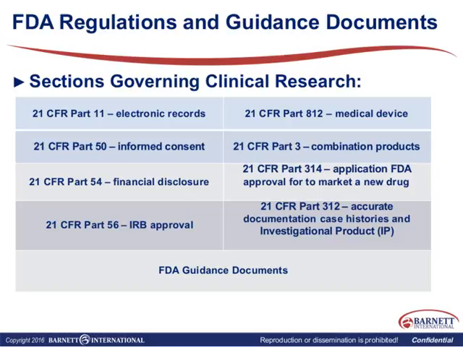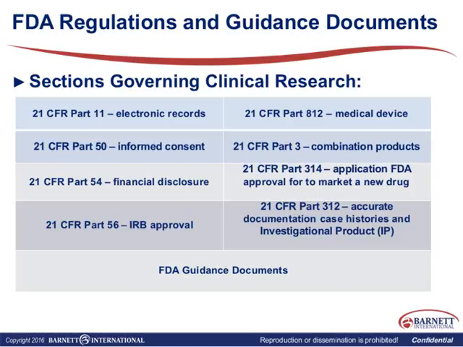Listed under 21 CFR Part 11, that's where you're going to find information regarding electronic records. And handout number 8 is the guidance document that addresses electronic records. 21 CFR Part 50 addresses informed consent, and handout number 1 and handout number 9 have information regarding the guidance document, and then we have a checklist, which is handout number 9 that you can refer to.